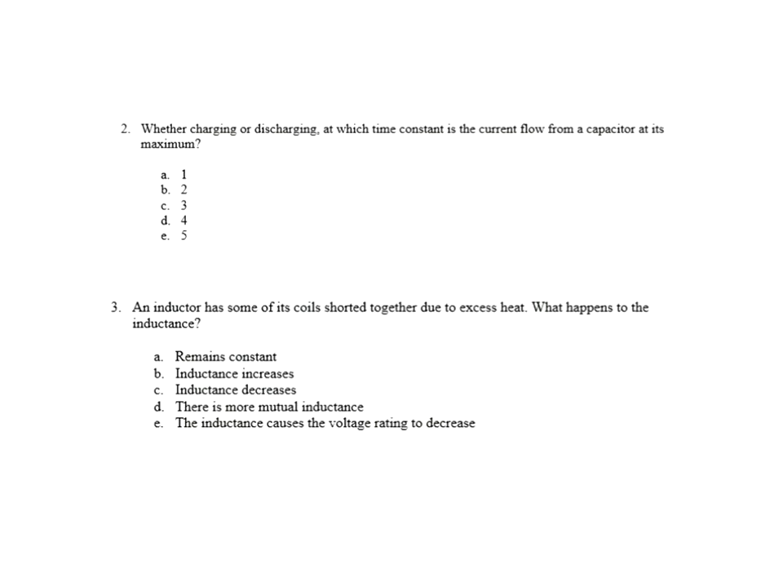Okay. Whether charging or discharging, at which time constant is the current flow from the capacitor at its maximum? Well, we learned earlier in this PowerPoint that the maximum occurs during the 0 and first time constant, and the minimum occurs at the 5th time constant. So what is the correct answer here? Whether charge or discharge, maximum occurrence happens between the 0 and first time constant.